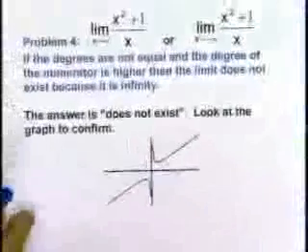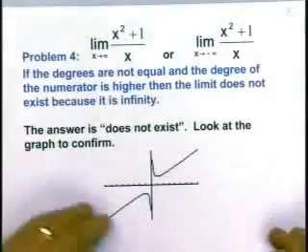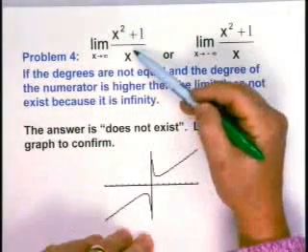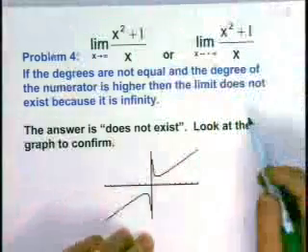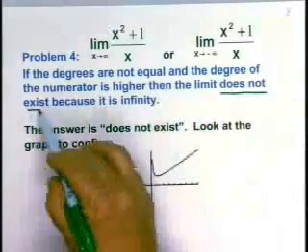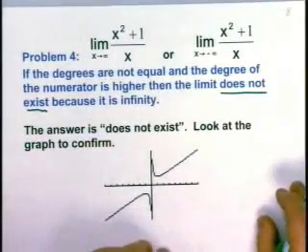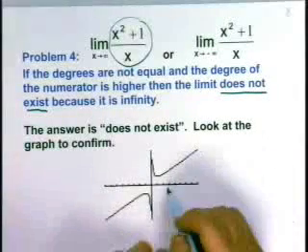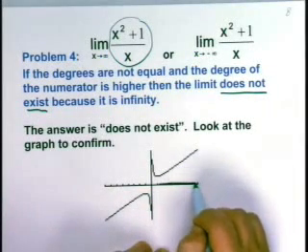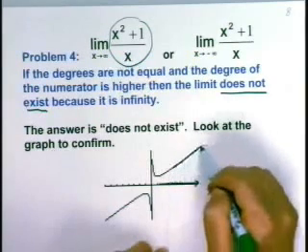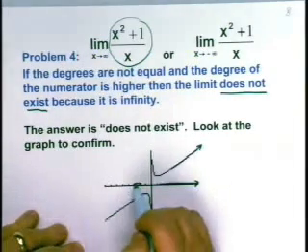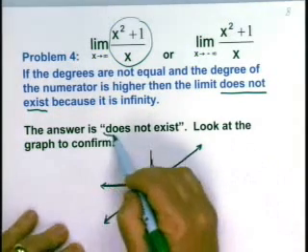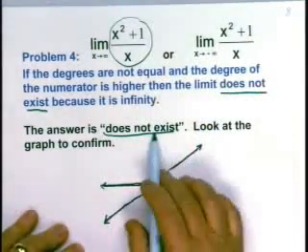Well, what if the degrees are not equal and the degree of the numerator is higher than that of the denominator, as in the case of this example where the degree of the numerator is 2 and the degree of the denominator is 1? In this case, the limit does not exist because it is infinity. You can confirm that by looking at the graph of this function, (x squared + 1) divided by x. Notice that as x gets infinitely large, the graph is headed to positive infinity. And as x moves in a negative direction, the graph is headed to negative infinity. So the answer to both of these would be that the limit does not exist.